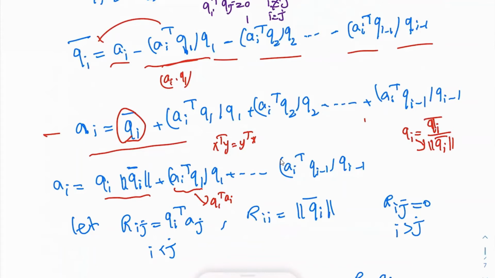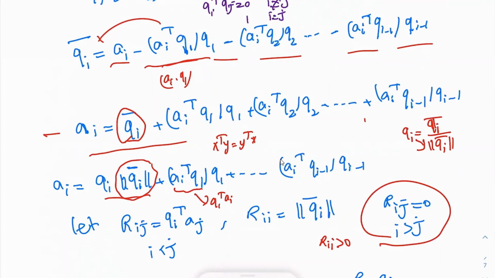Okay, good. And Rii, meaning the element on the main diagonal of matrix R, is equal to the norm of Qi bar. Now look at this. Rii is an element on the main diagonal. This is a key that you need to remember: it's a norm, so it's positive. Rii is always positive. And then Rij is 0 for i greater than j.